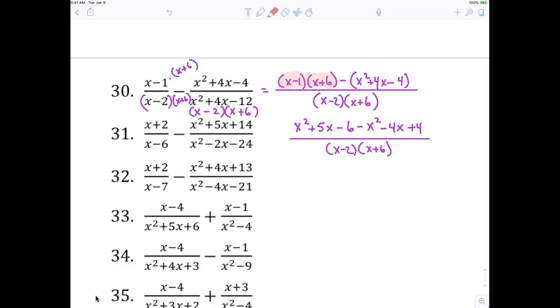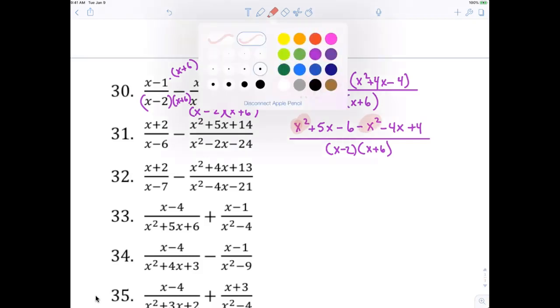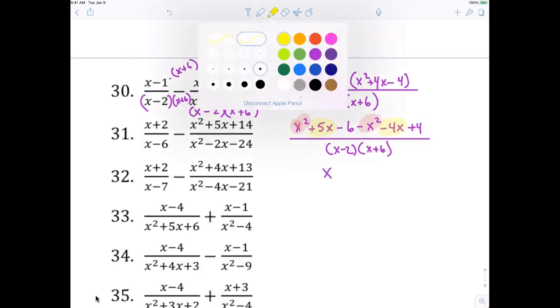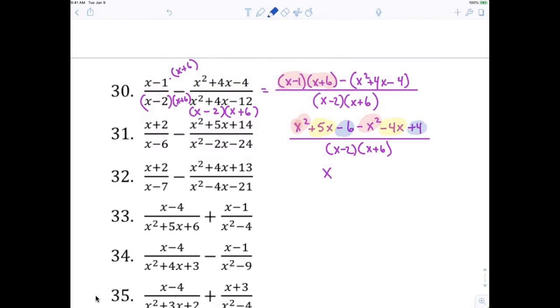And now what do we have to do? Combine like terms. What happens to the X squareds? They cancel. Now, what about the 5X and the negative 4X? It's X. And then the negative 6 and the positive 4 makes negative 2, over X minus 2, X plus 6. So now what happens? X minus 1 over X, the X minus 2's cancel. Beautiful. So your final answer after all that is just 1 over X plus 6.